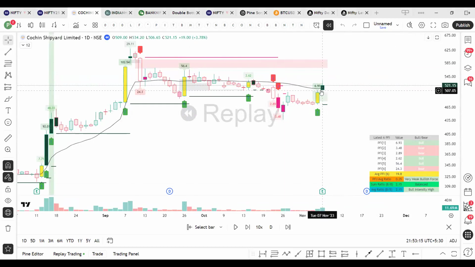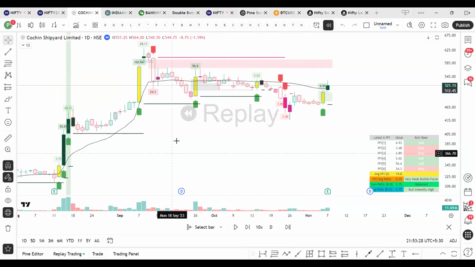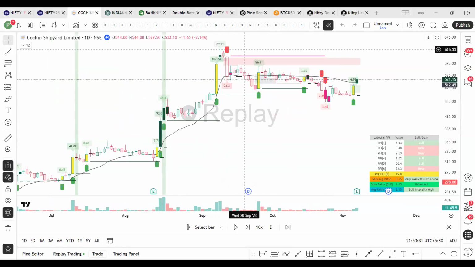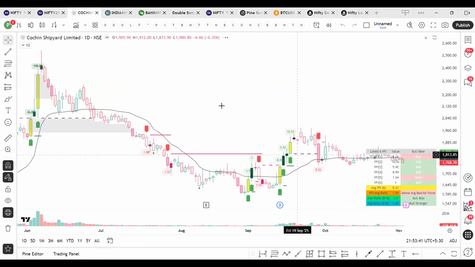So this way you can identify whether the force is on the bear side or it is on the bullish side. You can easily identify based on numbers. Otherwise, you'll have to identify how much buying is happening, how much is the volume, how many people are likely to buy, and all those things. So these numbers make it simpler to identify and understand.